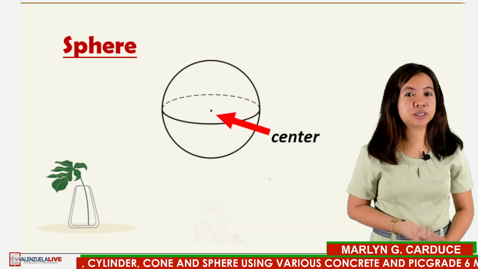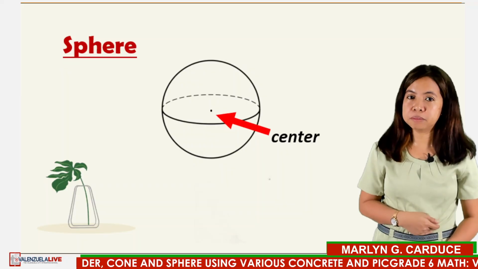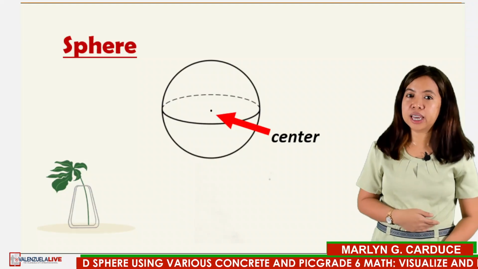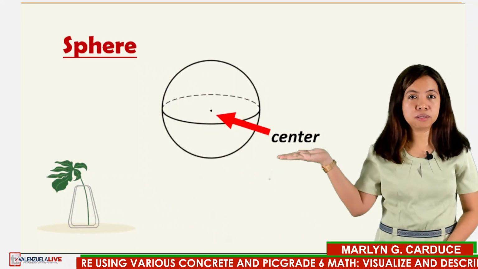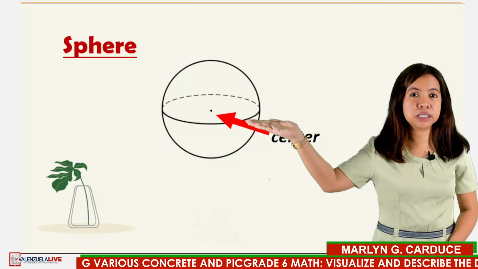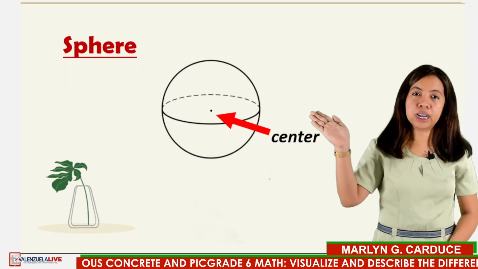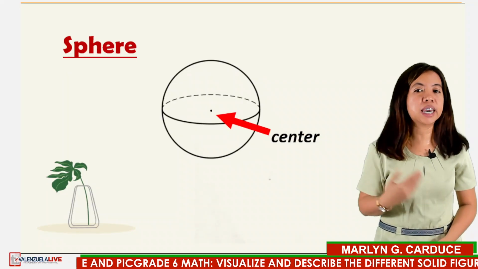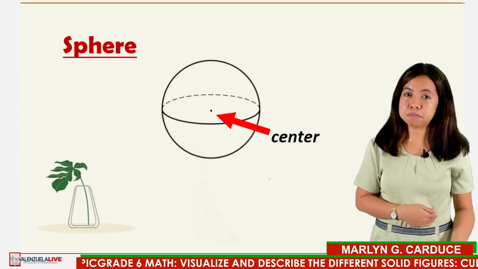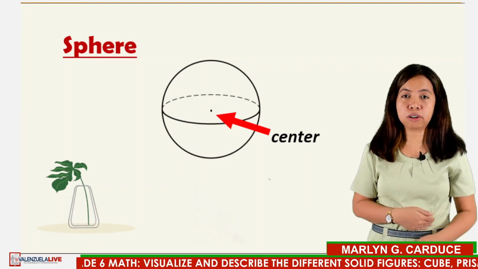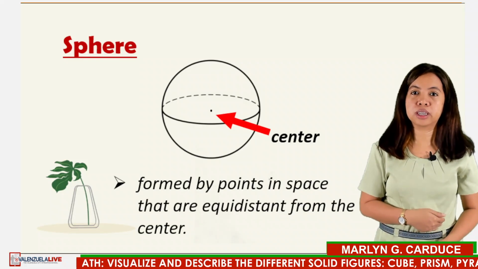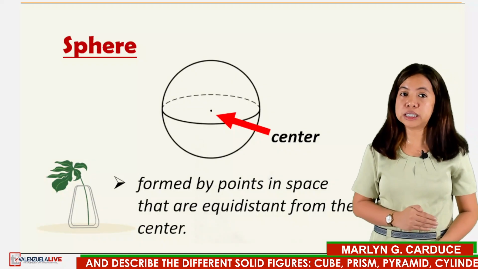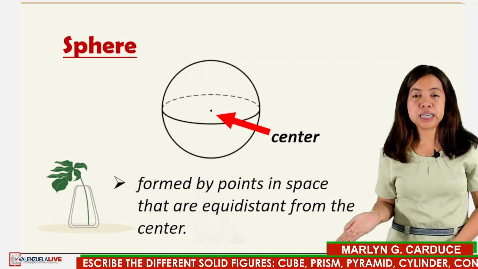And the last example of a solid figure is a sphere, which is formed by points in space that are equidistant from the center. In this figure, the point equidistant from the surface is the center of the sphere. When we say equidistant, it means that the center of the sphere has equal distance to the points on the surface. So again, a sphere is formed by points in space that are equidistant from the center.